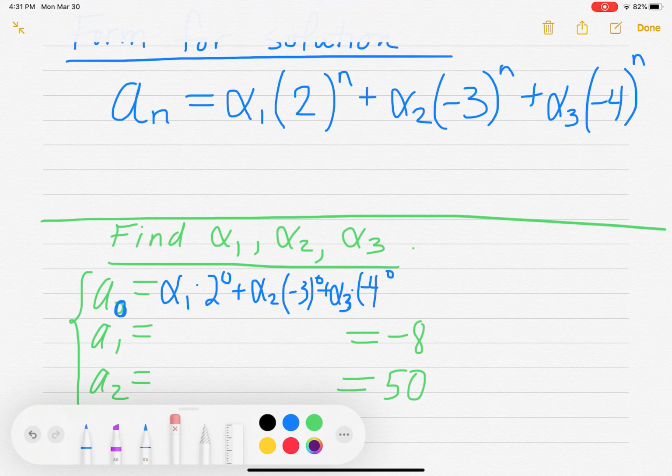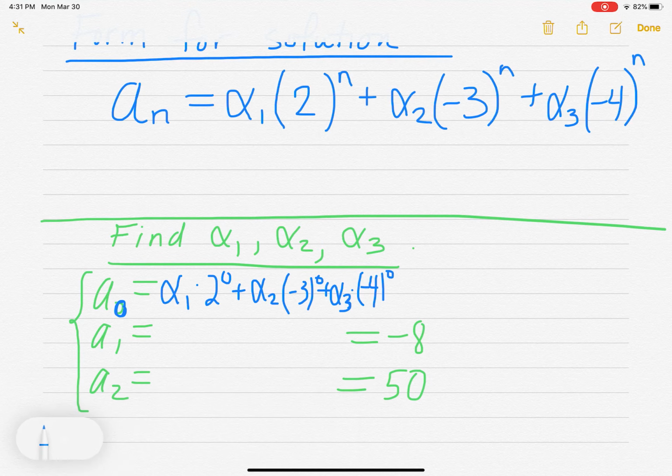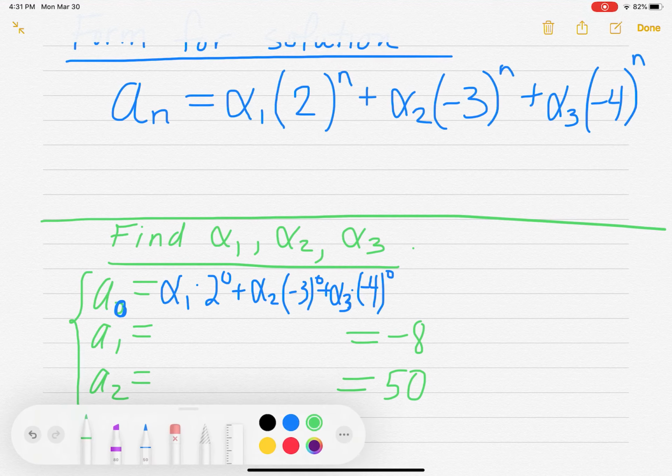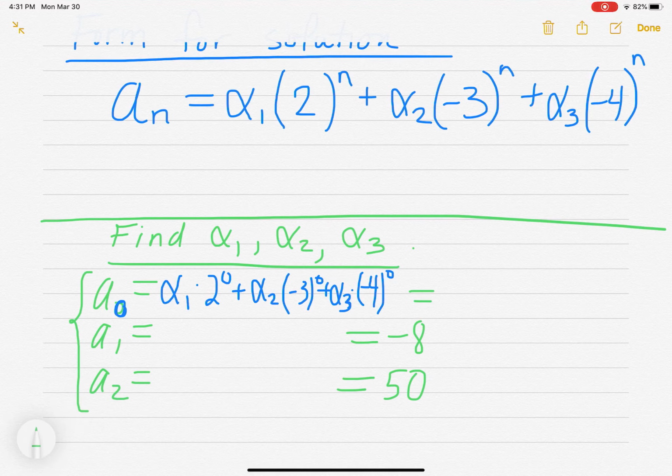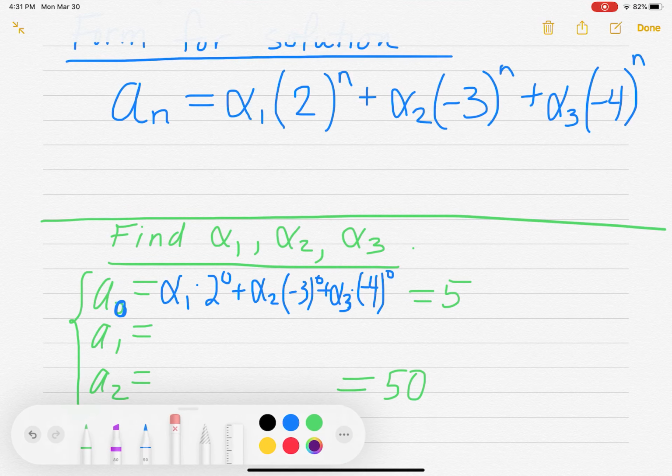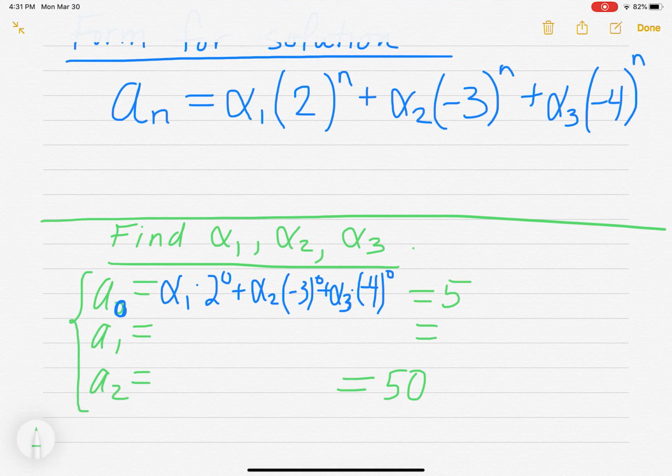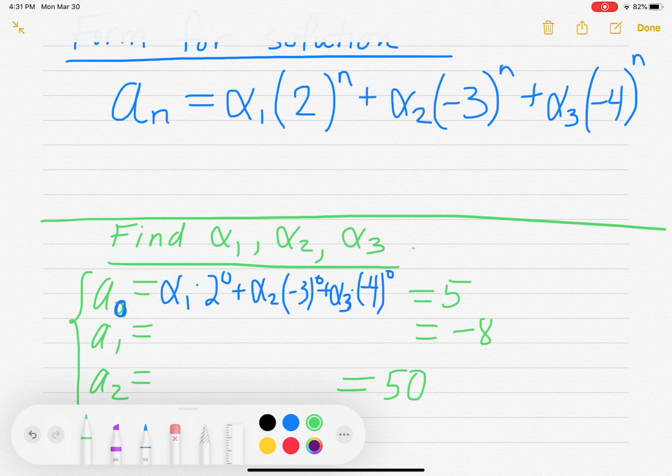That was a 5. Equals 5. I'm going to back this up. This was a negative 8. Run out of space. And this is going to be a 50, right?